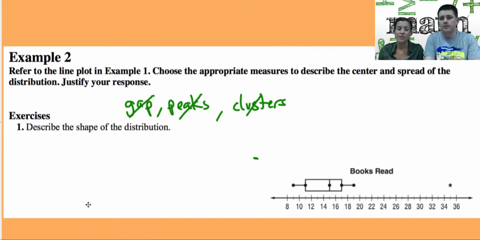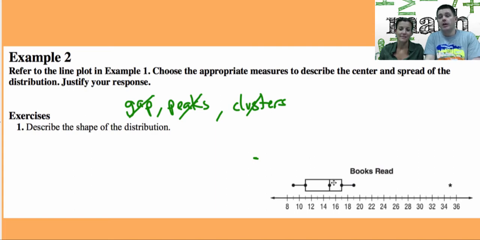So I'm going to start out by saying the box plot ranges from 9 to 35. There is an outlier. Remember the little star to show an outlier that doesn't fit with the data? So we could say there's an outlier at 35. The median is sitting at 15. Our first quartile is at 11, and our third quartile is at 17.